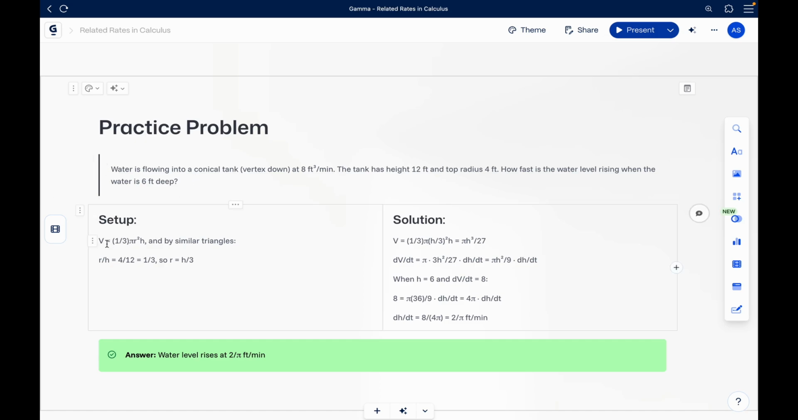And here's a small setup where we have the volume of a cone and similar triangles, or just how a general cone works when you scale it up or down. Since it has properties that are quite similar to triangles, a few of them at least, basically the radius is going to be 1/3 of the height all the time. And here's the solution, which actually utilizes that.